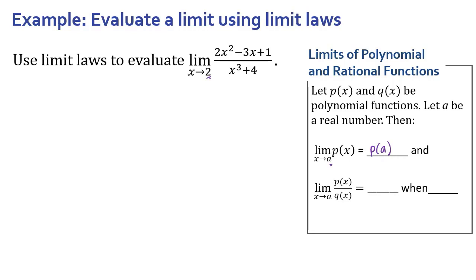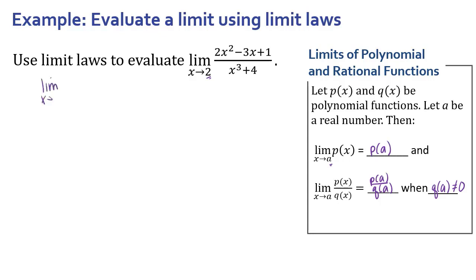Now, if we're dealing with a rational function like we have in this example, you can do the same thing, as long as the numerator is a polynomial and the denominator is a polynomial. We can insert that a in for each. But the only time we're going to have a problem is when q of a equals 0. So we can't do this if q of a is 0. We can only do this if it is not 0. So let's look at this example.